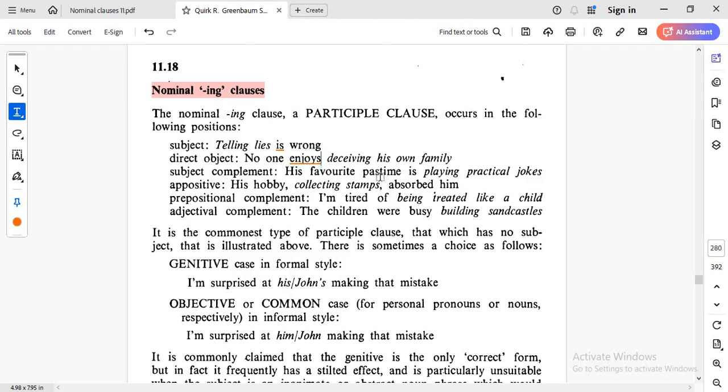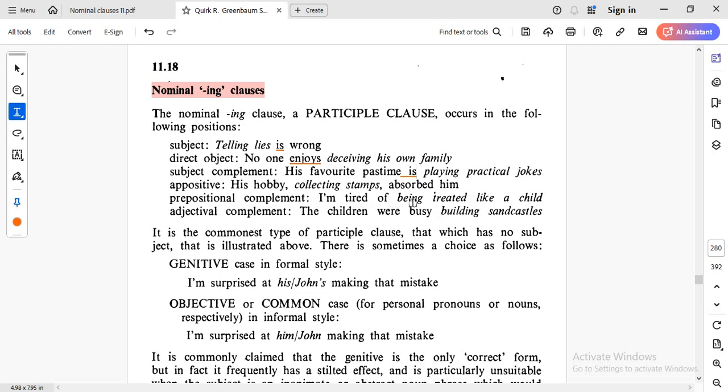His favorite pastime is playing practical jokes. So here, his favorite pastime subject, is main verb. Playing practical jokes is what? Nominal ing clause functioning as a subject complement. His hobby, collecting stamps, absorbed him. His hobby subject, collecting stamps, apposition. Absorbed, it is a verb, and him is a direct object.